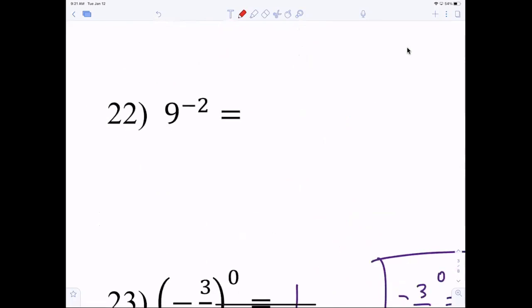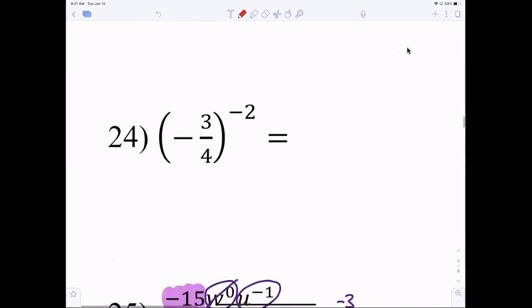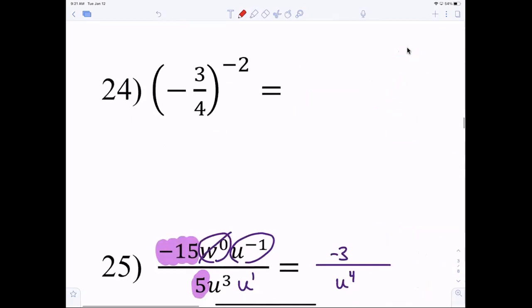Tell me about 22, please. You are amazing. 1 over. Now we're just going to go ahead and put 9 squared. All right. And then 9 squared, of course, is 81. Thank you very much. 1 over 81. All right. Moving forward. Number 24. All right. Sean. Oh, okay. 24, I'm on.